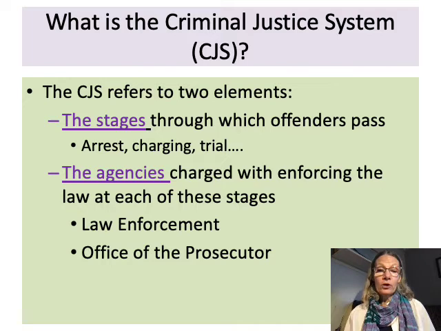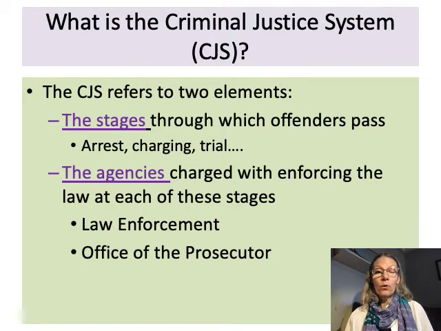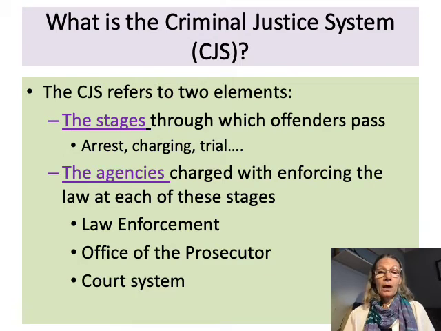Then the Office of the Prosecutor, again a state agency. The prosecutor is a lawyer who works for the state, and the prosecutor is responsible for determining whether or not this person who's arrested is charged with the crime, and then moves forward from that point on, basically representing the state in all matters that might follow that charging decision. Then the court system, where trials take place, but as we're going to learn, many cases never go to trial. And so there are a lot of other activities, pretrial activities, that take place in the court system.